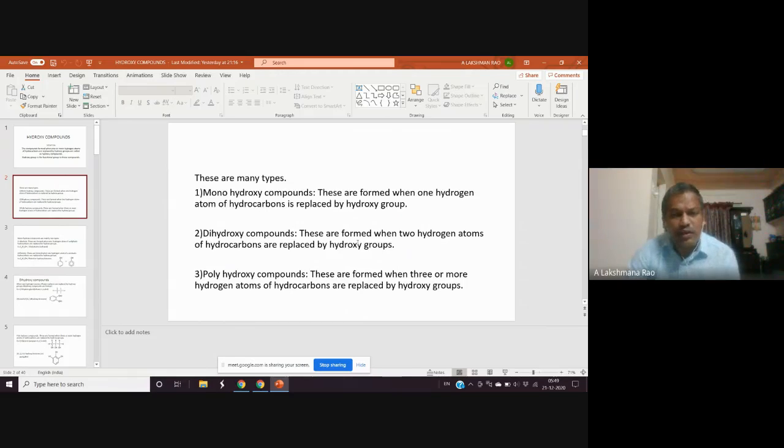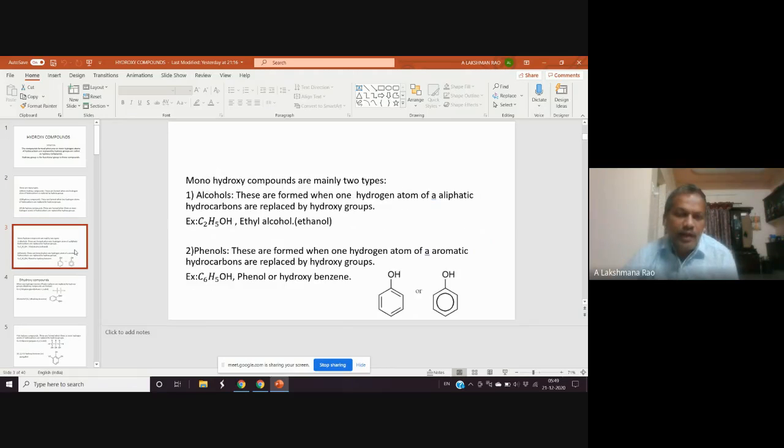Then, polyhydroxy compounds. Compounds in which three or more hydroxy groups are present are called polyhydroxy compounds. We can give examples of these monohydroxy, dihydroxy, and polyhydroxy compounds.